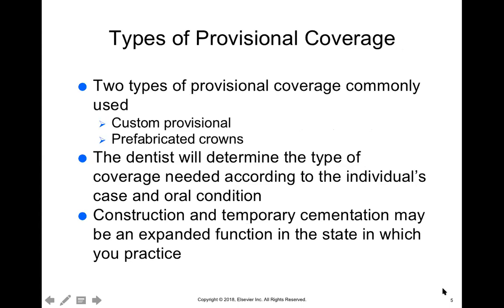So types of provisional coverage, there are two main types. First we have custom, and then we have prefabricated, and we're going to go through those two types. It depends on a case-by-case situation, whether the doctor decides they want something custom made or whether they want to use a prefabricated or pre-made crown in order to create a provisional. In both senses, if you're an expanded function dental assistant, you'll be able to create provisional crowns and cement them on for patients once you have that certification.